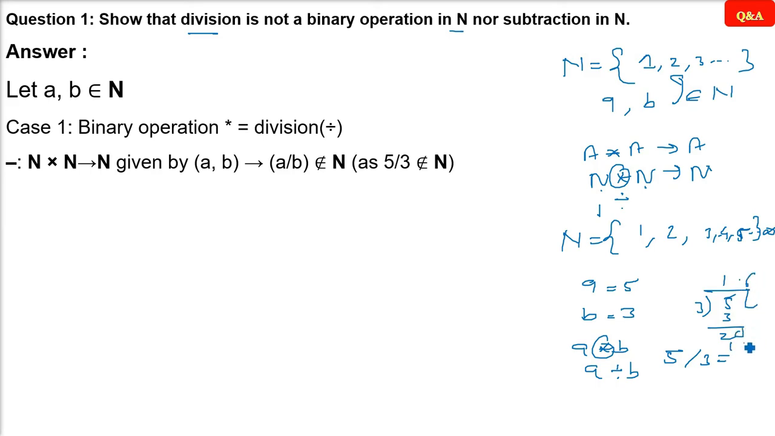So 1.666 will come. So you get a decimal value, which is not a natural number. So division is not a binary operation in N.